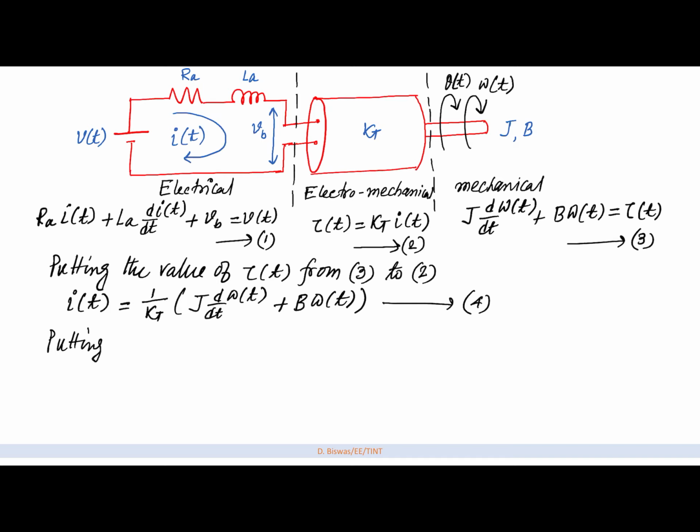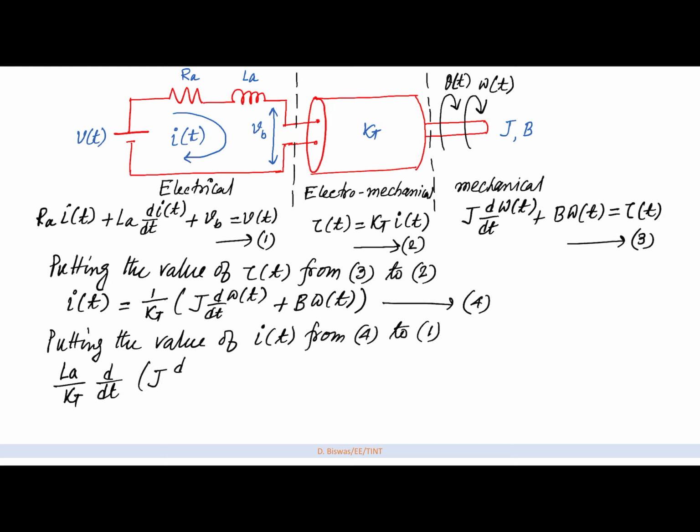Putting the value of current from equation number 4 to equation number 1, we get LA divided by KT multiplied by ddt of J ddt of omega plus B omega, we are omitting the t, plus RA divided by KT multiplied by J ddt of omega plus B omega plus the back EMF KB into omega equal to Vt.